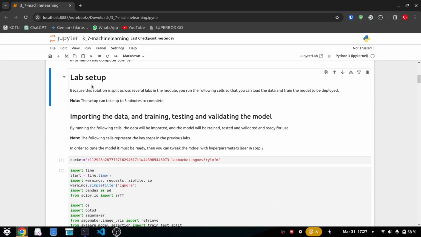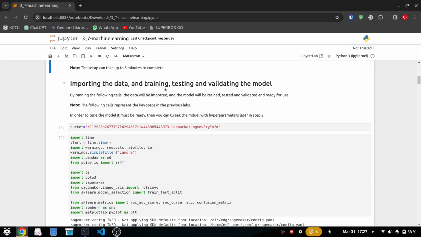For the lab setup, because this solution is split across several labs in this module, you run the following cells so that you can load the data and train the model to be deployed. Note, the setup can take up to 5 minutes to complete. Importing the data and training, testing and validating the model. By running the following cells, the data will be imported and the model will be trained, tested and validated and ready for use. Note, the following cells represent the steps in the previous labs. In order to tune the model, it must be ready. Then you can tweak the model with hyperparameters later in step 2.